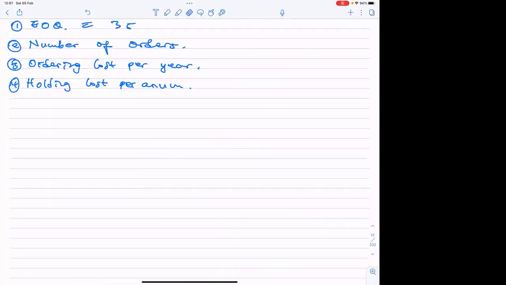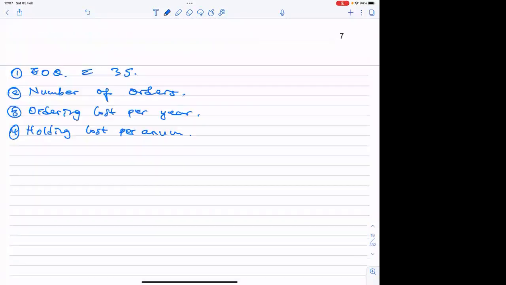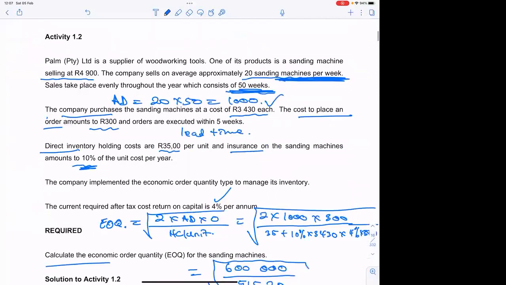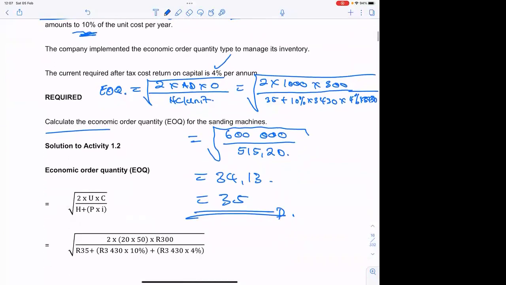Yes, sir. Sorry, in fact, I lost you on holding cost because of my network. Yes. The last part, I see the 35. I also saw the 10%. The only part that I need clarity is that 4%.